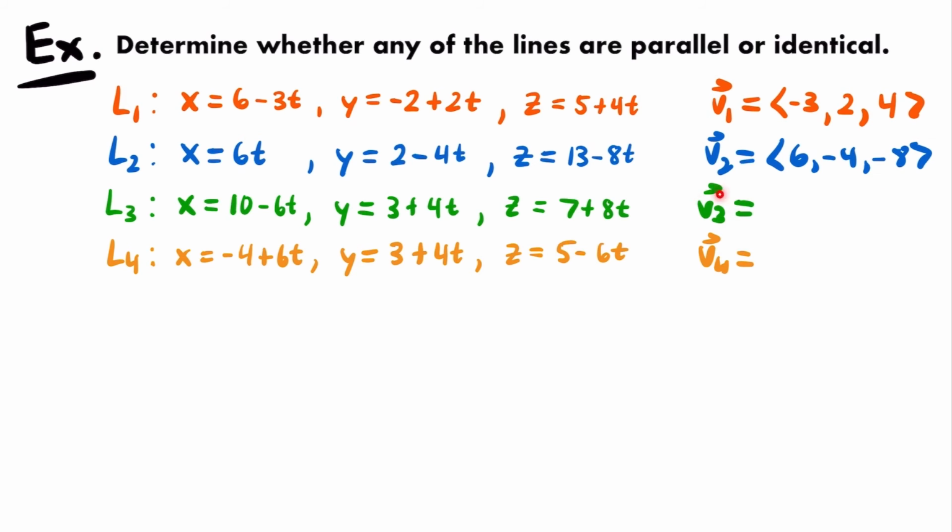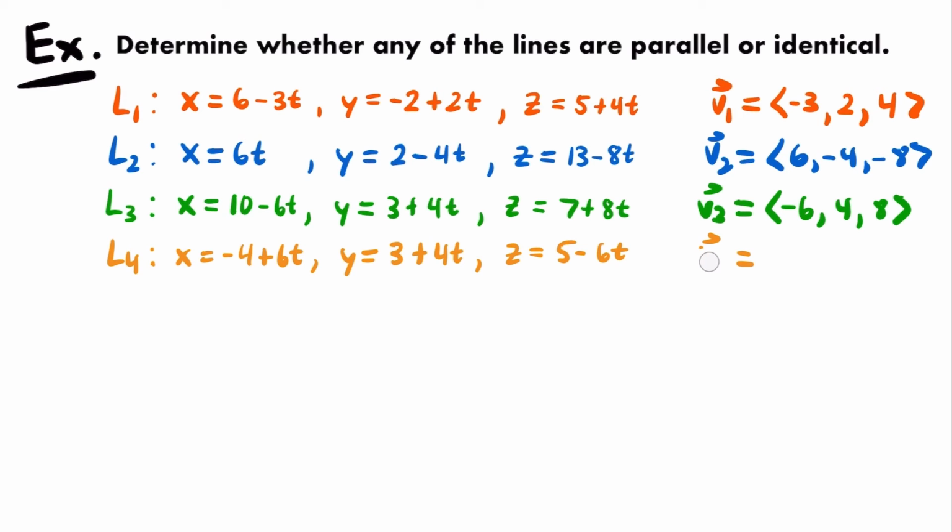And then for vector v3, let's look at line 3, where we have x is equal to 10 minus 6t, y is equal to 3 plus 4t, and z is equal to 7 plus 8t. The coefficients of t in these equations are negative 6, positive 4, and positive 8. So for vector v3, the direction numbers, or the components of that vector, are negative 6, positive 4, and positive 8. Okay, then finally, we have vector v4, which is based on line 4.